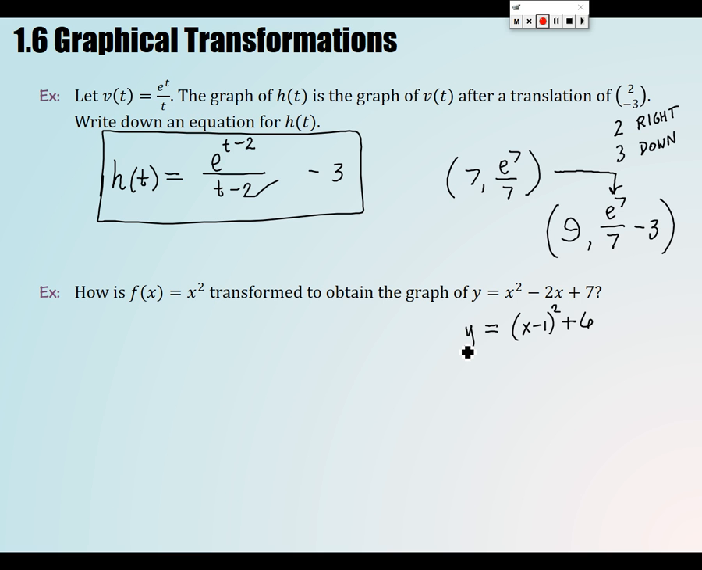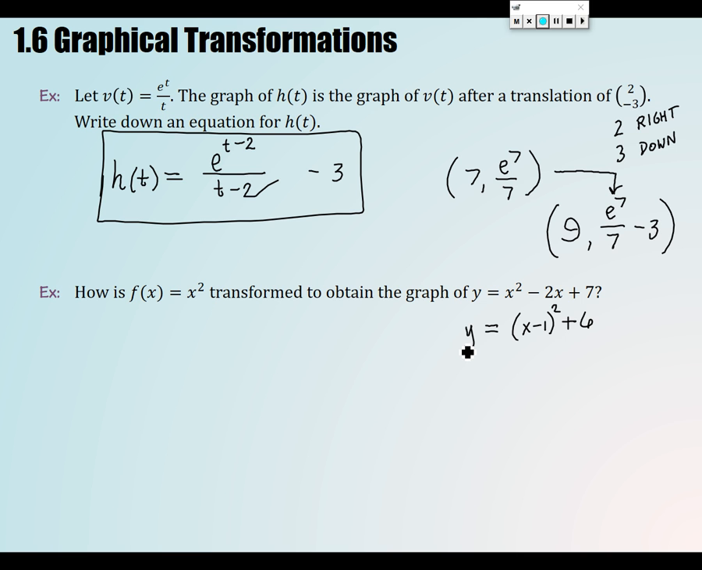X squared should be able to be transformed into any parabola. You could rework my question. You could put any parabola you like here, and then we should be able to figure it out technically, right? It'd be messy, but this one was nice. Right 1, up 6 is the answer then. Yeah. Is there a question? Is that good?